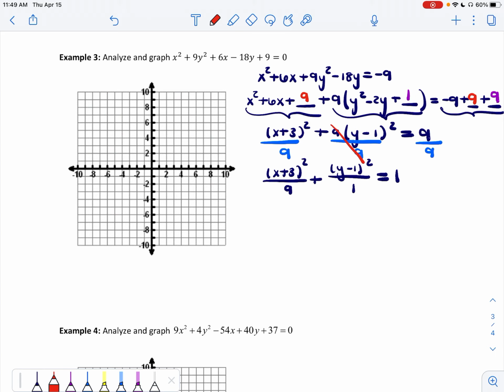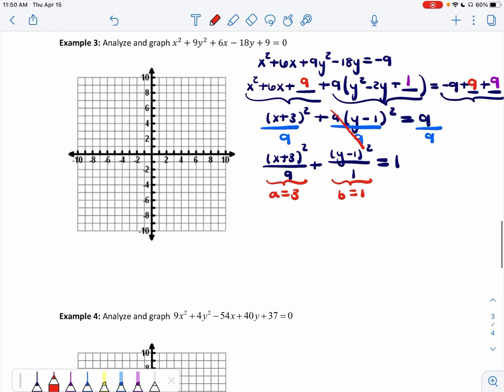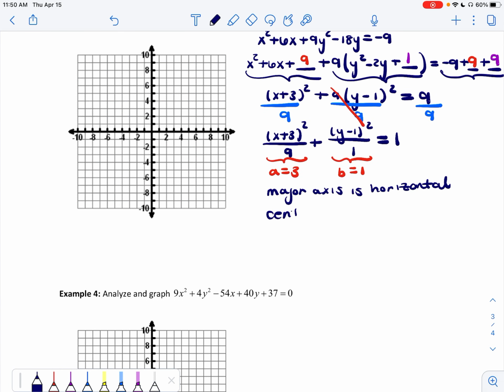So to start with, we need to identify our a and b. In this case, 9 is bigger than 1, so the 9 is going to give us our a, and the square root of 9 is 3. The 1 is going to give us our b, the square root of 1 is 1. So with the bigger number under the x, we know our major axis is horizontal. All right, and the center, which comes from the h and k values, so with our x plus 3 and our y minus 1, the center will be at (-3, 1).